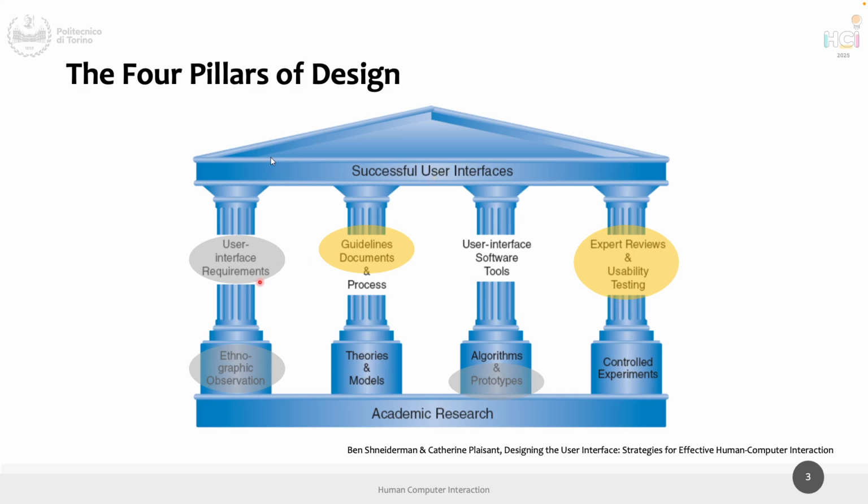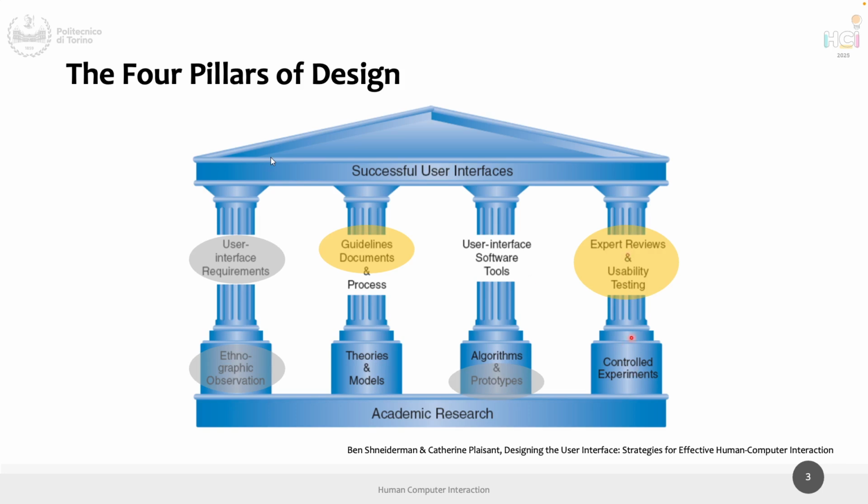We have already done 1 pillar, which is the need finding one. Here it says ethnographic observation, that is one kind of observation, and user interface requirements, that is sort of what you did in assignment 1, in generating a solution, in extracting needs, in understanding things. Then the second pillar is about theories, models, guidelines, processes, etc. And we will start talking about this pillar today, especially the guidelines, documents, and processes. Then we will meet the third pillar when we talk about prototypes and tools to create them in the future.